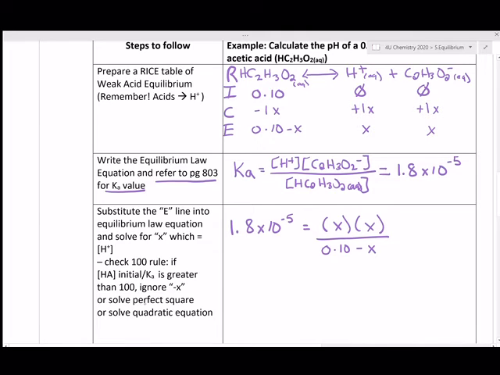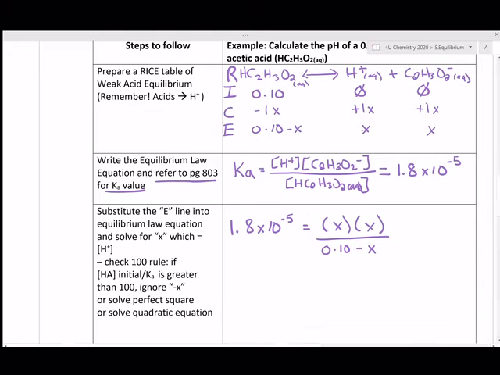You might end up with a perfect square that you can solve to get your x value. You might have to do the quadratic equation to get your x value, but more than likely, you're not going to have to get something that complicated because you're going to be able to do something called the 100 rule. The 100 rule is used to determine if the Ka value is very tiny, that means the acid is very weak. It doesn't ionize very much, which means the change that happens going from when you first put your acid in the solution to at equilibrium is very minor.